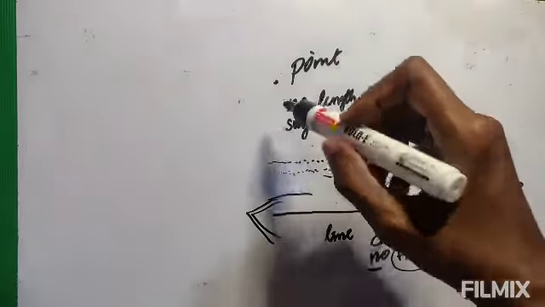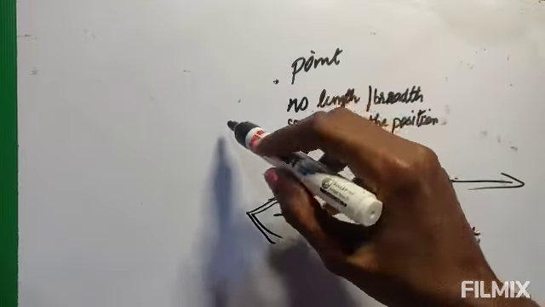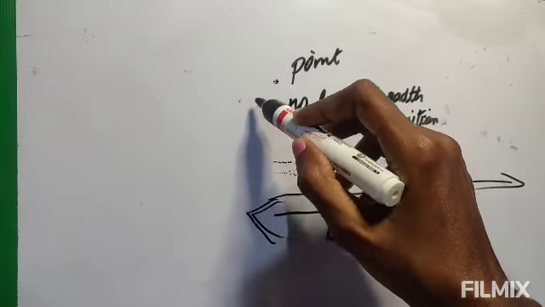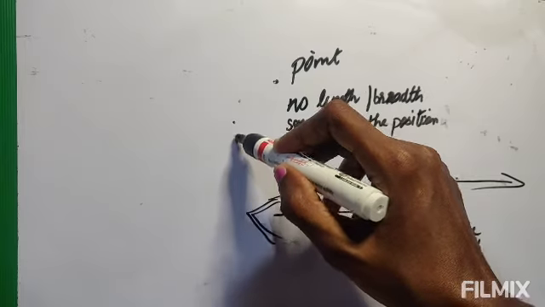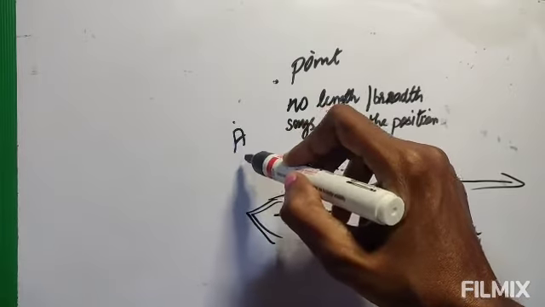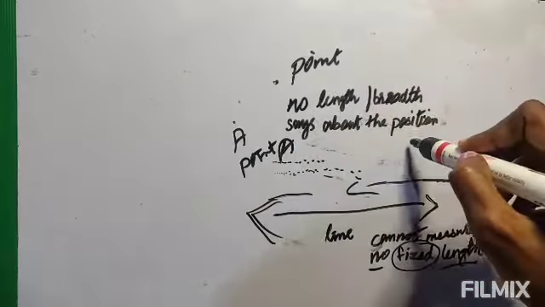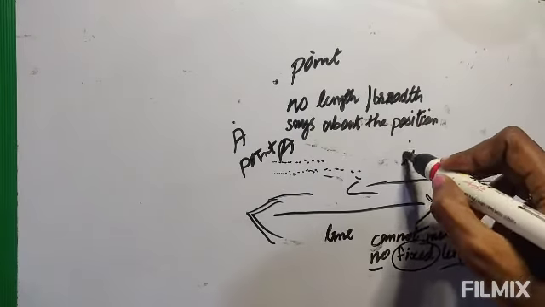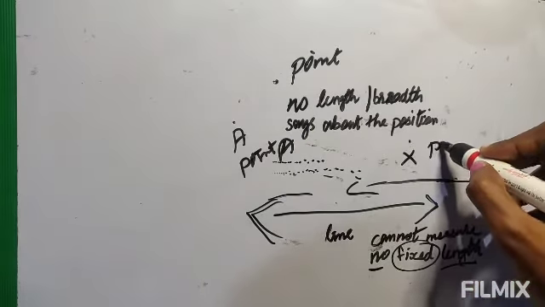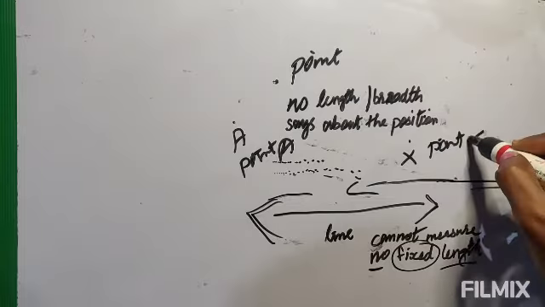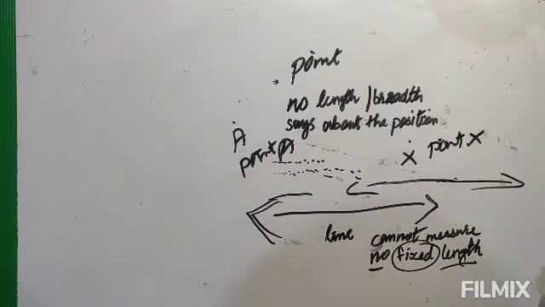When you denote a point, we always denote it with a capital letter. If I name this with the capital letter A, this is point A. Suppose this point I give the name X, so this is point X. Always the point is denoted with capital letters. We never give small letters for a point.